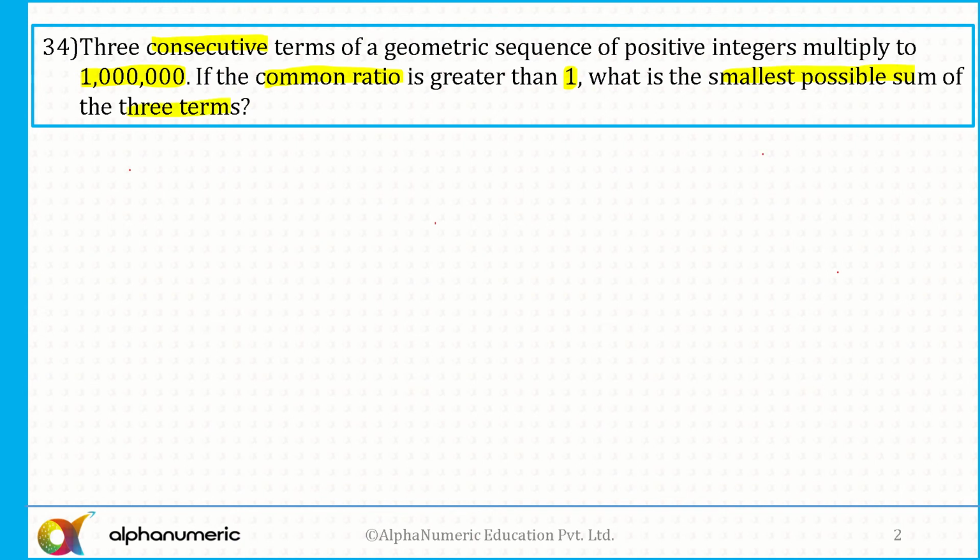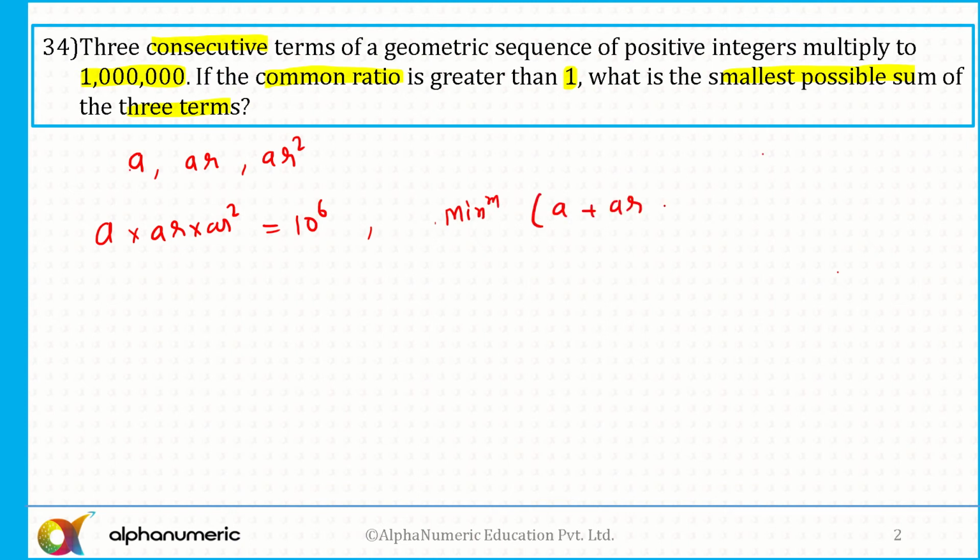Okay. So we know that the product of the three numbers is 10 raised to the power 6. Let's say the first term is A and the second term will be equal to AR and the third term will be equal to AR square. The condition given is that the product of these three terms, that is A into AR into AR square, is equal to 10 to the power 6, then find the minimum value of what? That is A plus AR plus AR square.